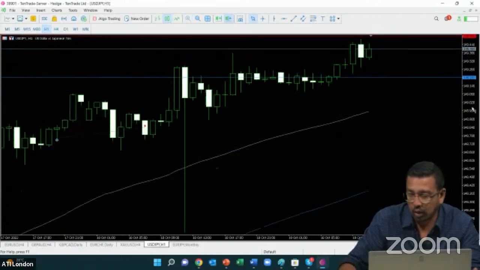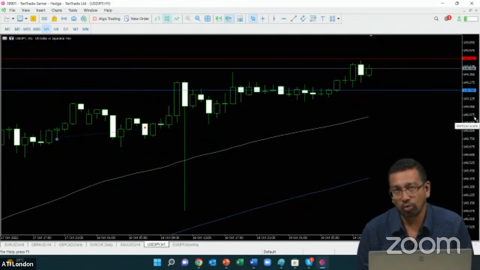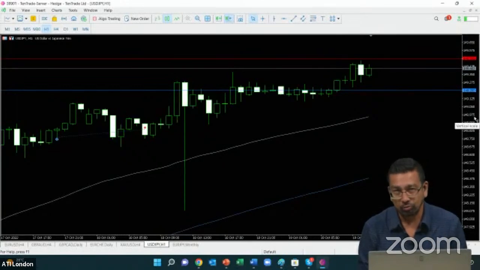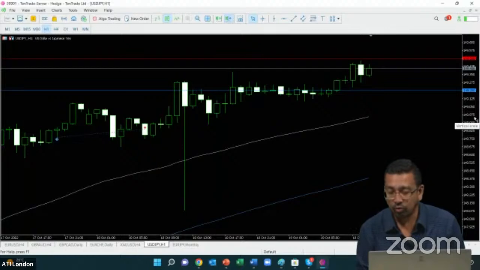Okay, so now we are in a better position to understand that USD/JPY on the 1 hour chart especially is trapped between two psychological levels, and that is at 149.50 and 149.20.